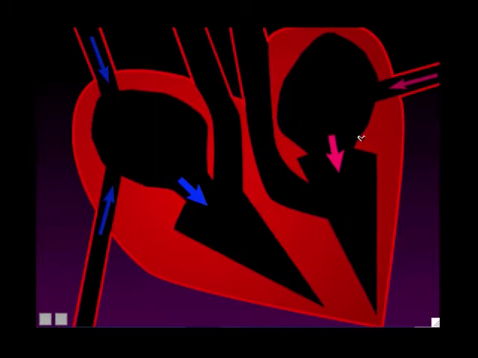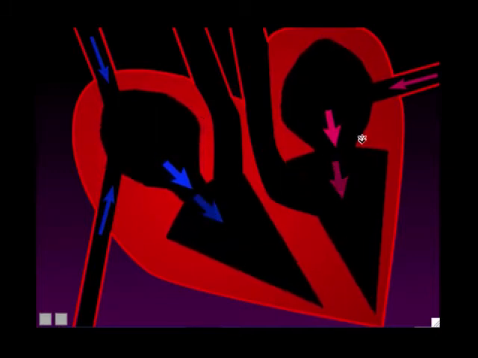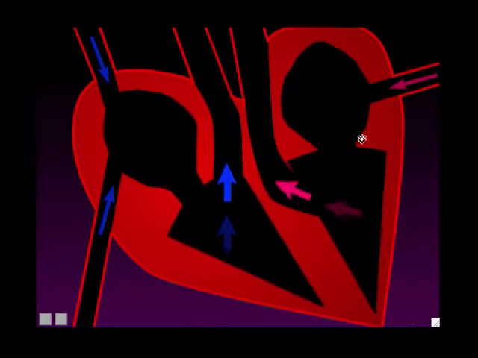But actually, let me add something to it. Remember, each cardiac cycle makes a lub-dup noise. Kind of surprisingly, the lub-dup does not start at the beginning. It comes on the last two steps. So the atria contracting together at the beginning is actually silent. The lub happens when the ventricles contract, and the dup happens when the ventricles relax.